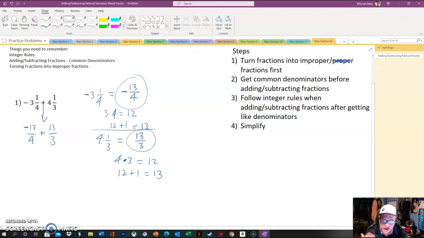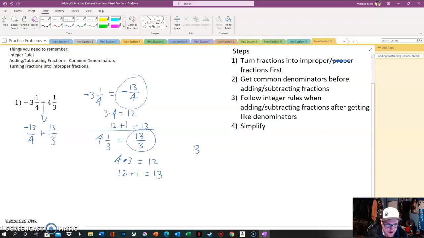I'm going to use my multiplication chart to help me do that. So let's do the first one. I'm going to put it here on the side: negative 13/4. And now I'm going to do my multiplication chart.